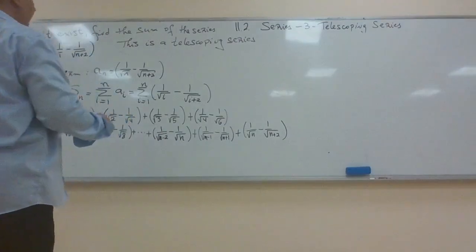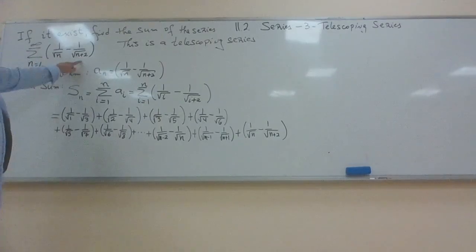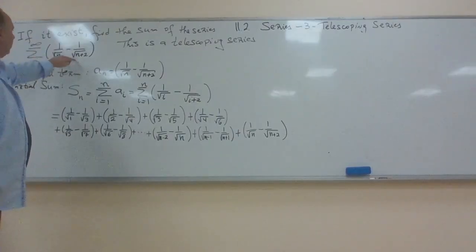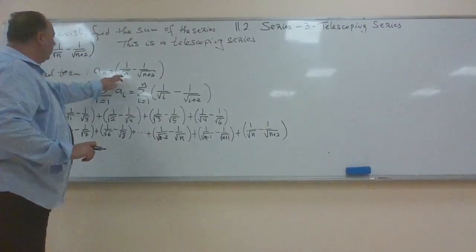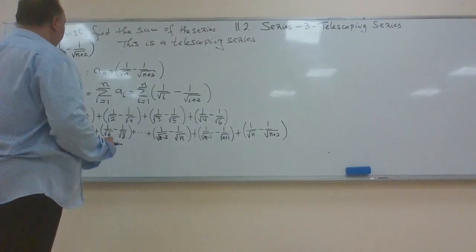Another example of telescoping series. Here again, I just changed a little bit the name of the index, just to vary a little bit. Before it was k, now we put n for fun. We can put i also, any letter actually works. So the expression is already split, so we don't need to do anything. So it's 1 over radical n minus 1 over radical n plus 2. So it's not n plus 1, it's n plus 2. So the general term here is 1 over radical n minus 1 over radical n plus 2.